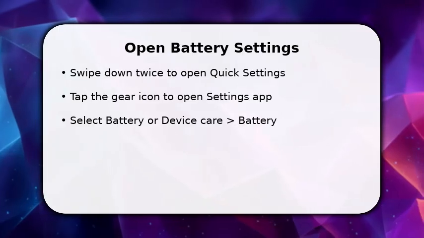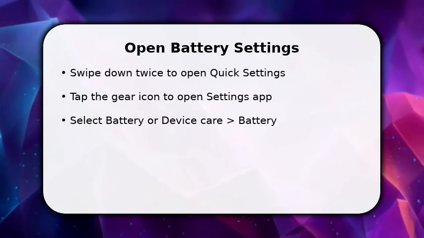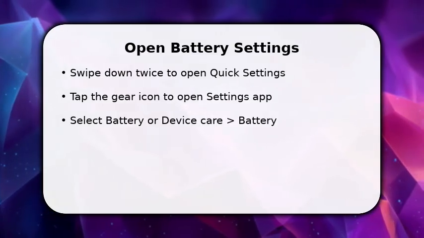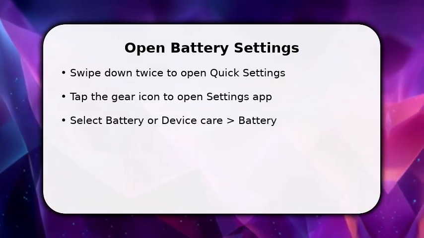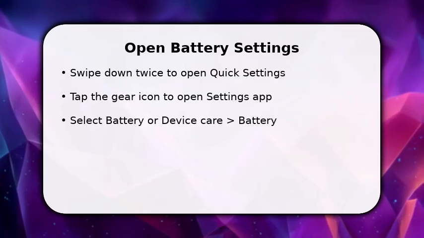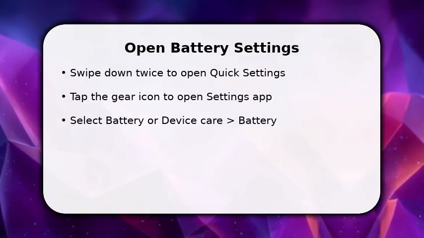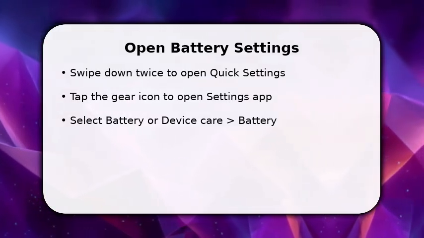You start by opening settings so you can see real battery details. Swipe down twice from the top, then tap the gear icon. This takes you to system controls. Once inside, find device care or directly battery depending on your model. Tap battery to load usage metrics.